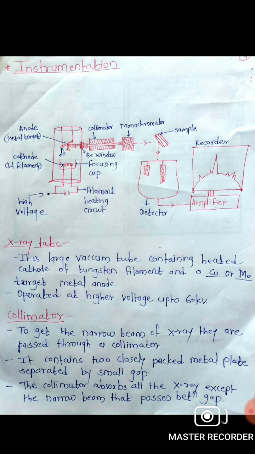To get this narrow beam of X-rays, the X-rays generated by the target material are allowed to pass through the collimator, which consists of two sets of closely packed metal plates separated by a small gap. This collimator absorbs all the X-ray except the narrow beam that passes between the gap.